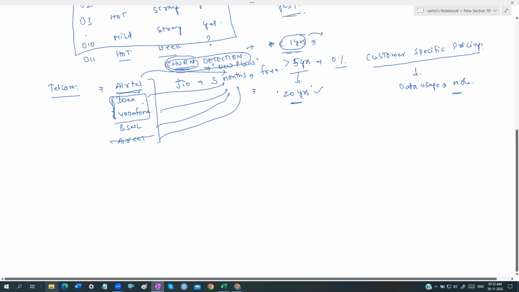This data is given to the machines, like which customers have churned and which customers have not churned. The machines are able to understand and study the data: their usage, and not only this, there are so many other factors. They can even identify their age and occupation, because at the time of taking the SIM card, they take some information, like what is the age, what is your work experience, or what is your occupation.